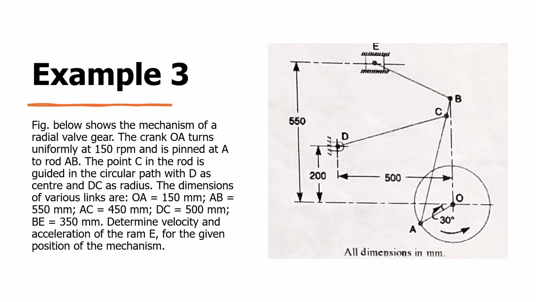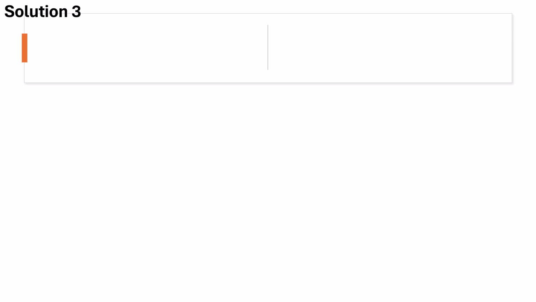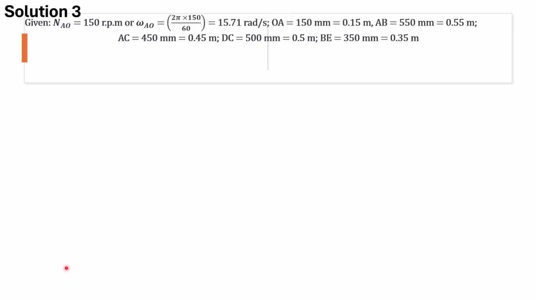Our task is to determine the velocity and acceleration of the ram E at the given position of the mechanism. The dimensions of the links are provided in millimeters, and the crank OA is shown rotating at an angle of 30 degrees from the horizontal. This example will help us understand the kinematics of complex mechanical systems and how to calculate the motion of different points within such systems.